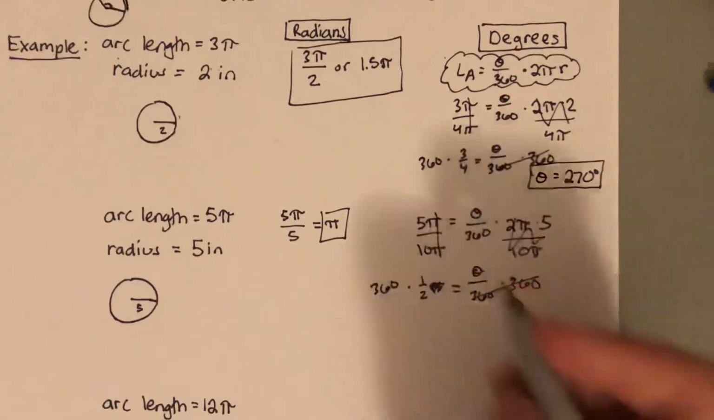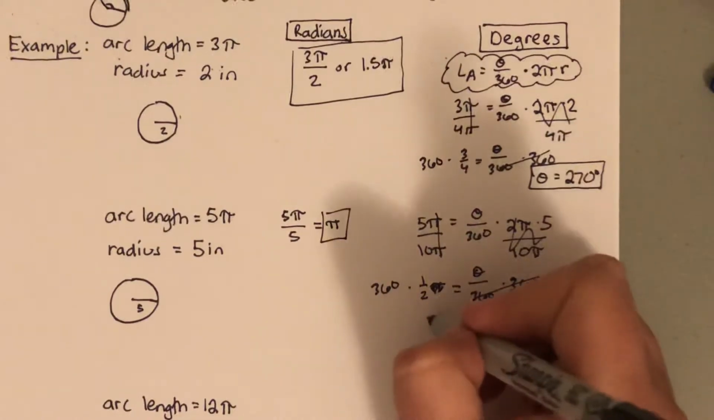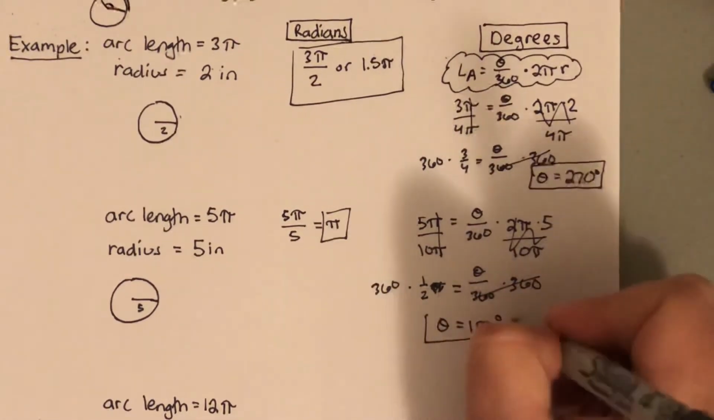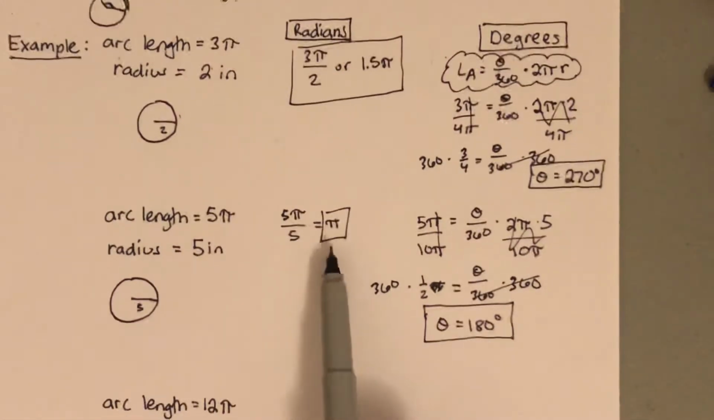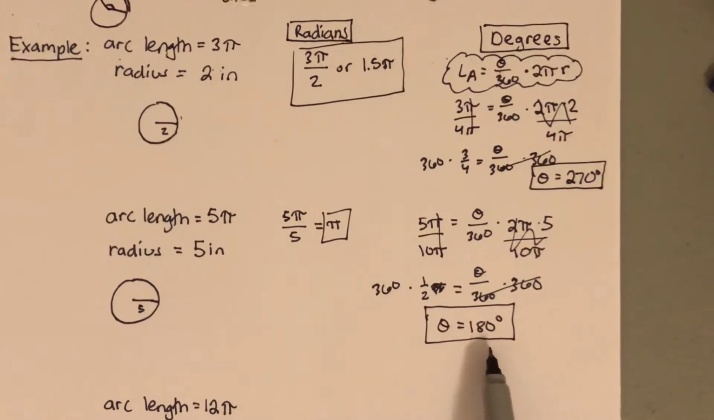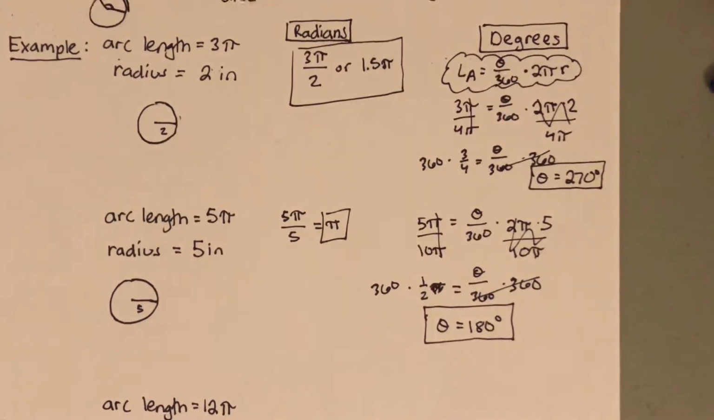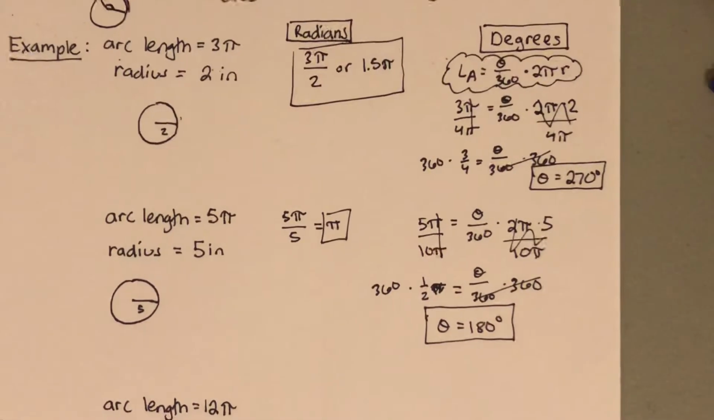And 1/2 of 360 is 180. So now we know that if you have pi radians, that's the same as 180 degrees when you're talking about an angle. So when you see an angle that's 180 degrees, you could also say that that angle is a measure of pi radians, 3.14 radians.